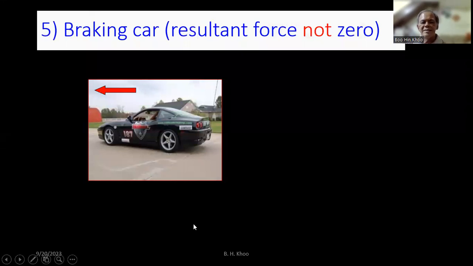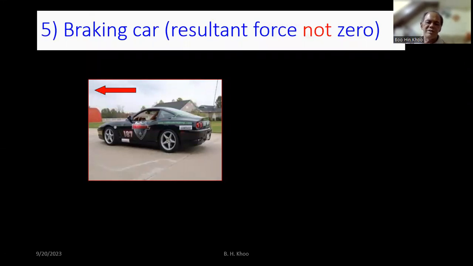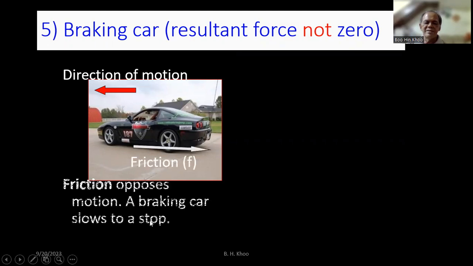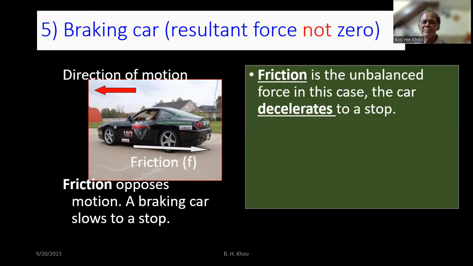Braking a car. Resultant force is not zero now. It's moving, so you brake the car, it means you're trying to stop it. The direction of motion is the red arrow. Friction is in the opposite direction. Friction opposes motion. A braking car slows to a stop, it decelerates. Friction is the unbalanced force in this case, and the car decelerates to a stop.